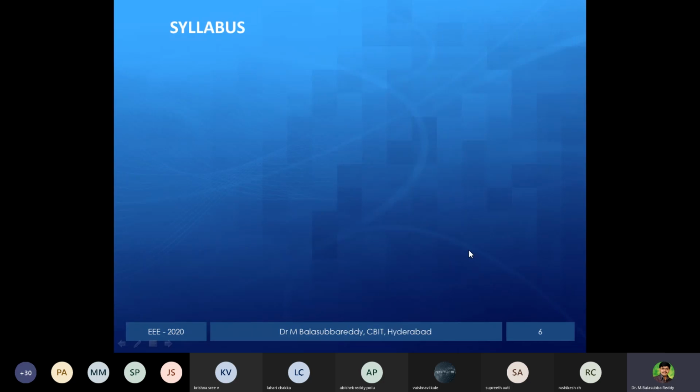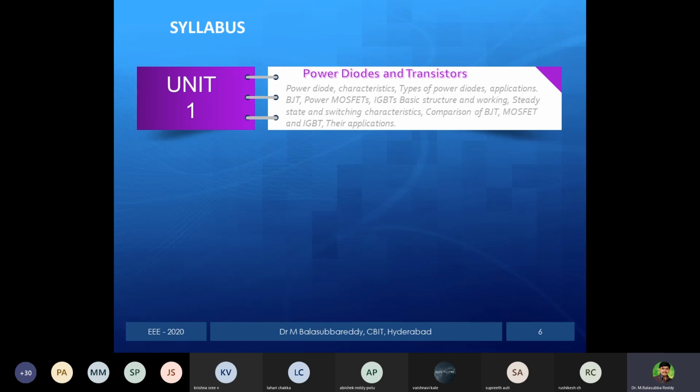And now we'll see the syllabus a little more elaborately. In the first unit, as I mentioned, other than SCR or thyristor, we will cover only the devices, and that too majorly 3 devices: one is BJT, then MOSFET, then IGBT. So these are the 3 devices, with a comparison of all 3 devices and their applications. It is a very simple unit.